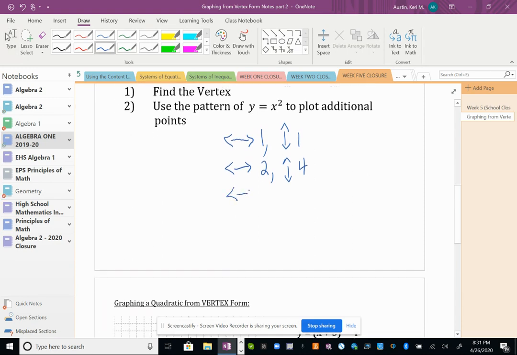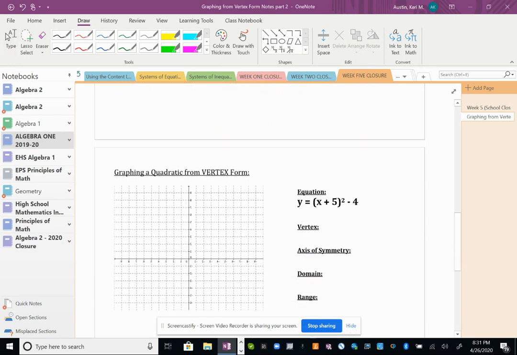And we'll just do one more. If I walk to the left or right 3, I'm going to walk up or down 9. Okay, so 1, 1, 2, 4, 3, 9. Where are these numbers coming from? I'm squaring them. I'm squaring the first number. 1 squared is 1, 2 squared is 4, 3 squared is 9. All right, let's go ahead and jump into some examples.